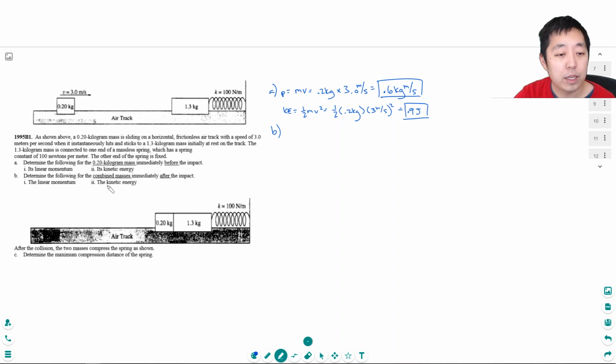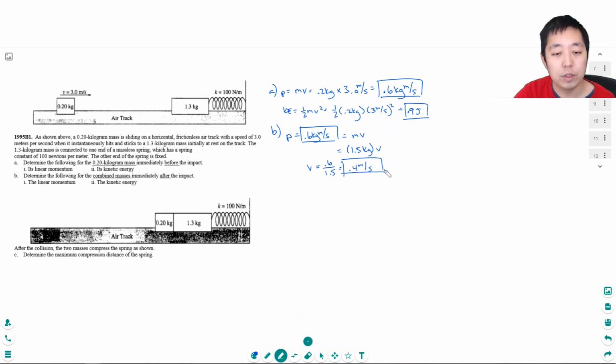Determine the following for the combined masses immediately after impact: the linear momentum and kinetic energy. Now, what's conserved during the collision is momentum, not energy, because this is an inelastic collision. In principle, momentum is always conserved unless there's an outside force, while energy is not necessarily conserved. So the p has to be the same, right? It equals mv, where m is the mass of them together, which is 1.5 kilograms, times their velocity. So the velocity of the combined mass would be 0.6 divided by 1.5, and that would be 0.4 meters per second.